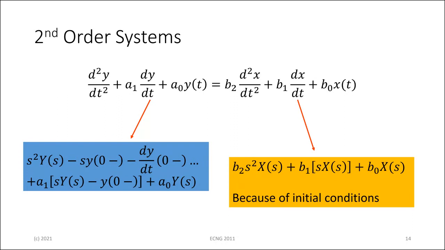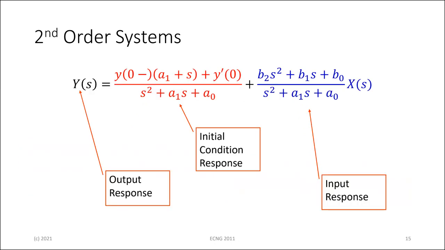Remember the minus signs inside of here. Then you group all the y's on one side and all the x's on the other. And if you did that and you were careful, then you get the response for a second order system. And again, it has two parts. The output response is composed of the initial condition response and the input response.